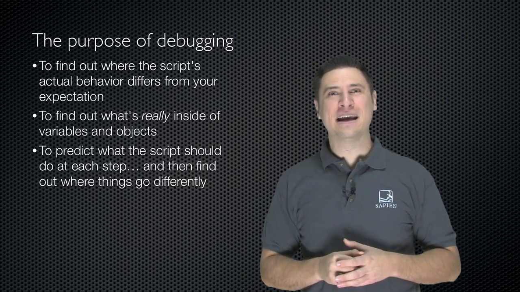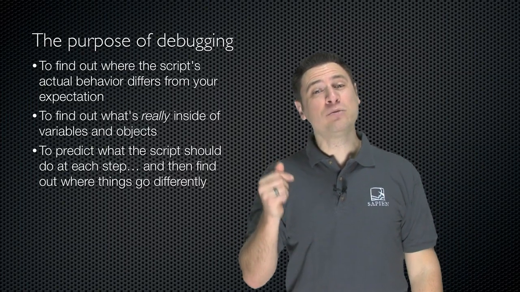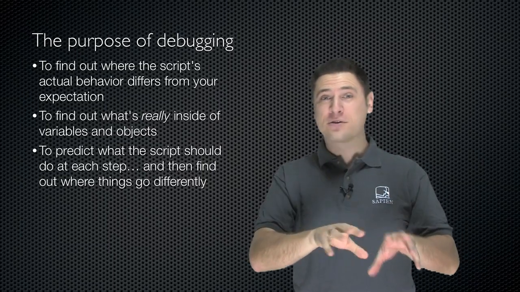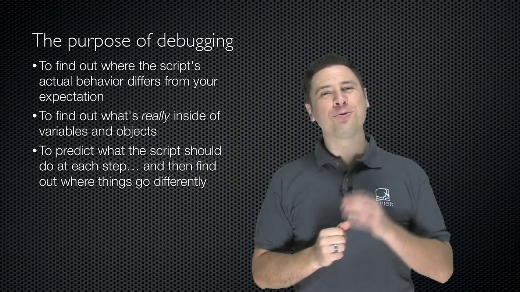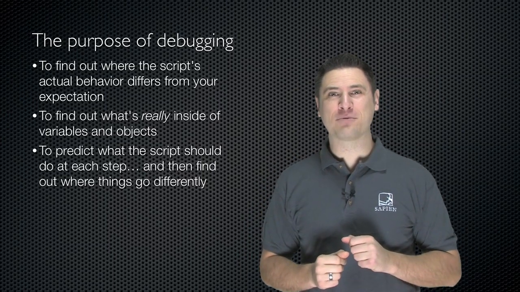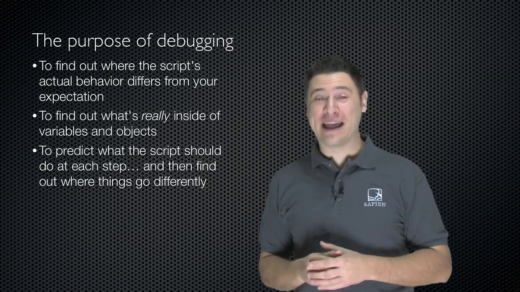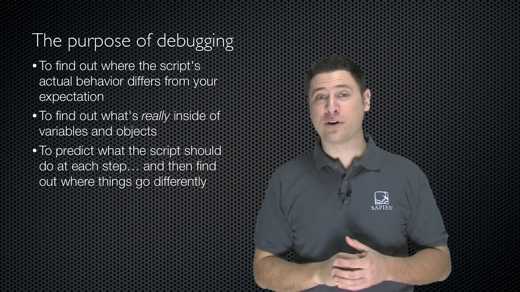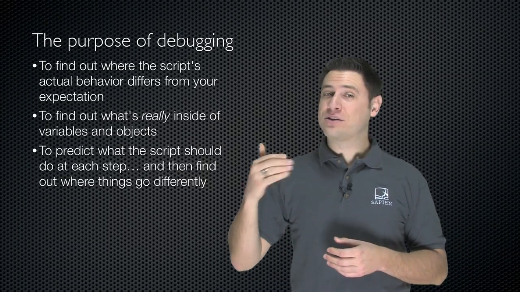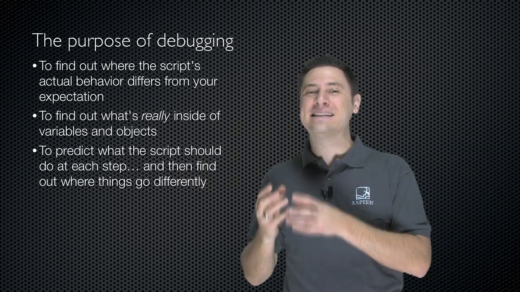So the purpose of debugging is really to combat these logic errors. It's to find out where your script's actual behavior differs from your expected behavior. So whatever you expected your script to do versus whatever it's really doing. So what you're going to try and do is find out what's really inside of those variables and object properties. And in order to do this, you're going to need to predict what the script would do if it were working, and then run it and see what it actually does. And you're also going to have to predict what variables and what object properties would contain, and then as the script is running, see if that's what they really contain.